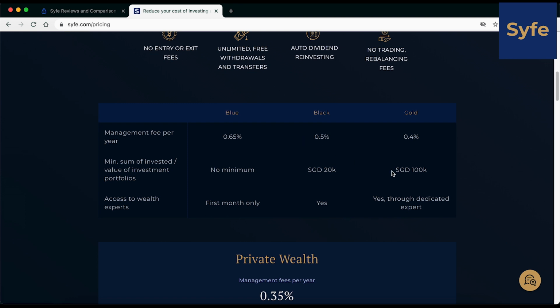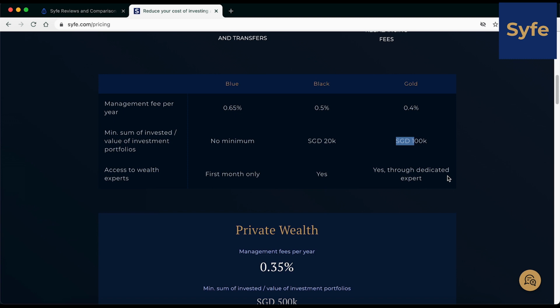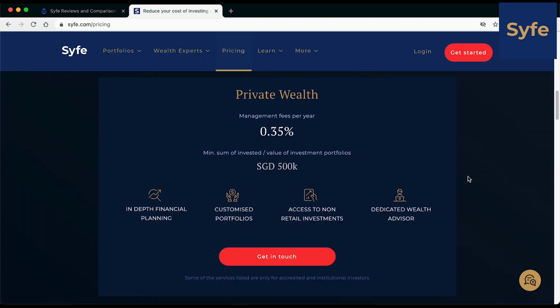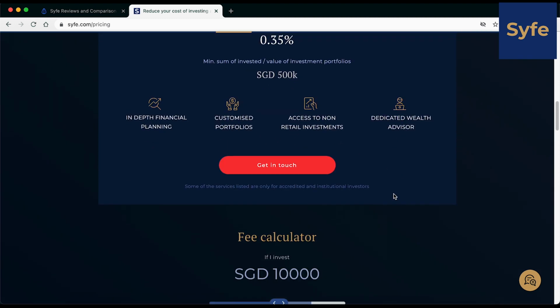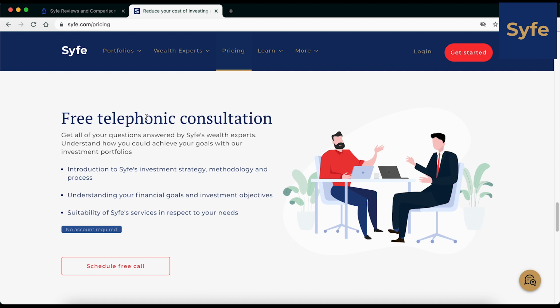And if you are Whale, that means you have more than 100k of invested assets. With Syfe, you'll go up to the Gold level. That earns you 0.4% management fee. So the more you invest, the more attractive commissions you get. And if you are an even bigger whale, you can have 500k of invested portfolios. You can get 0.35% management fee. Oh my god. Okay, so they even have a free telephonic consultation. So if you're not sure of their portfolios or you want to ask their wealth experts, then you can arrange for a free call with them. I'm sure they know how to explain it better to you than I do.